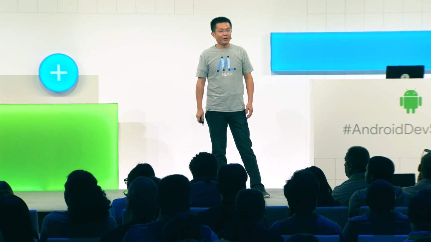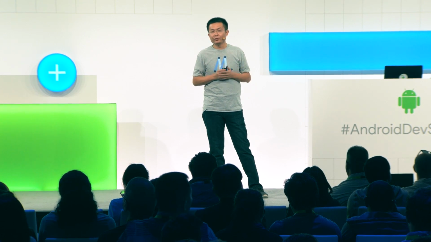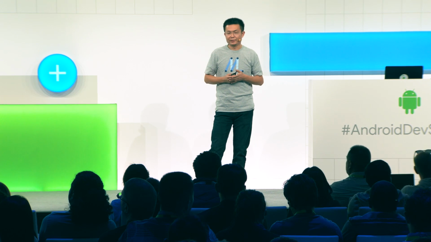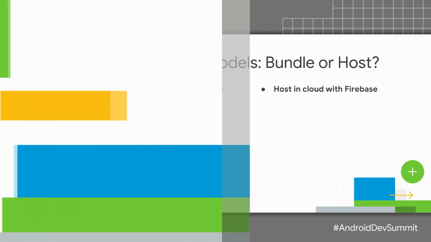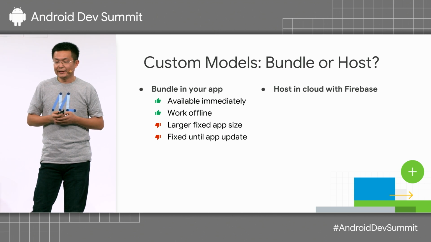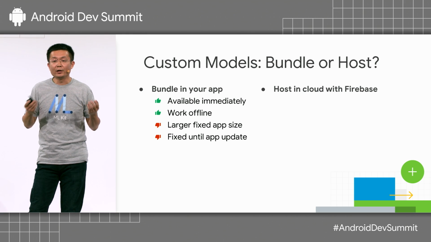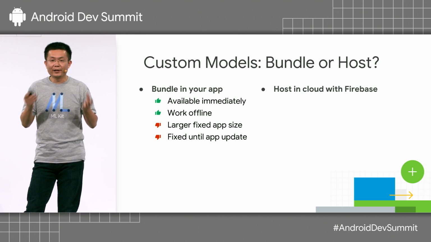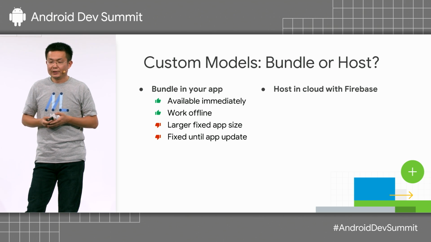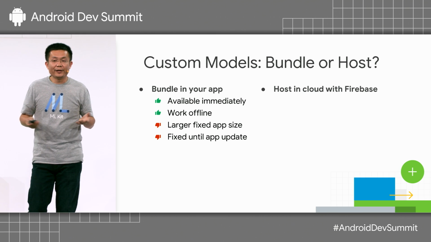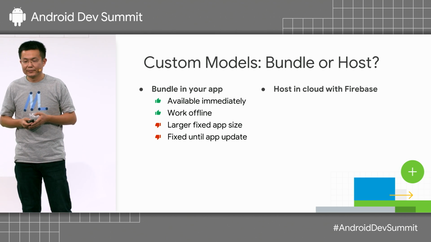If you're using our custom model API, how to include the model becomes something you should consider. There are two ways. You can either bundle the model inside your app or host it on the cloud. If you bundle your model in your app, it's available immediately. It also does not require any model downloading, so it works offline. But the downside is you get a bigger app because the app contains the model. It may slow down the app download. Also, you cannot change the model without a new app release.